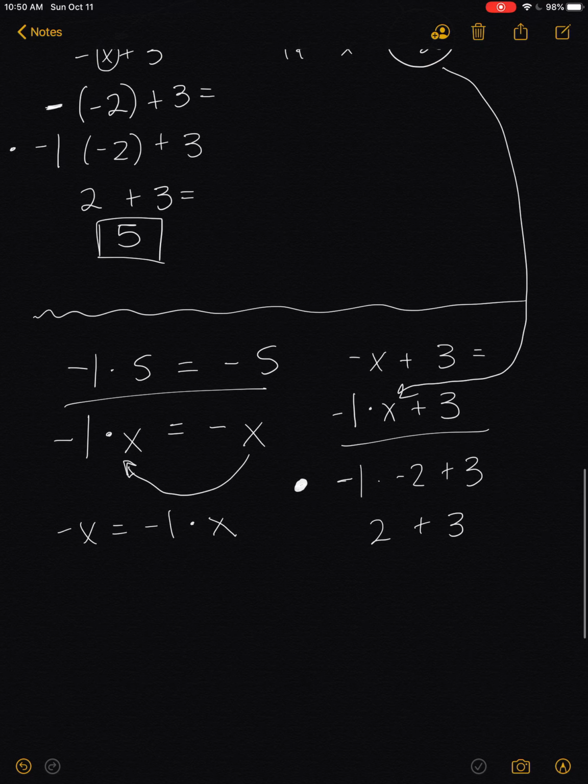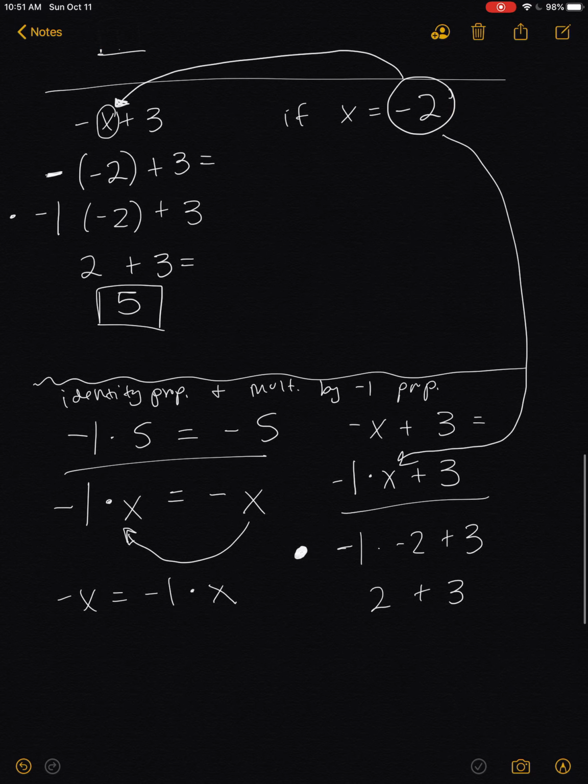Right, so this is using that identity property. So this is like the identity property and multiplying by -1 property, right? Just because I want you to remember, when you have a negative in front of something, it's technically -1 times x, right? So that's why you input your -2 into x, this negative number, and we're saying the opposite of -2, and the opposite of -2 is +2.